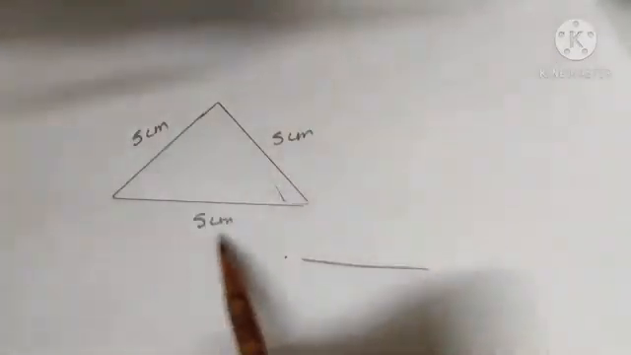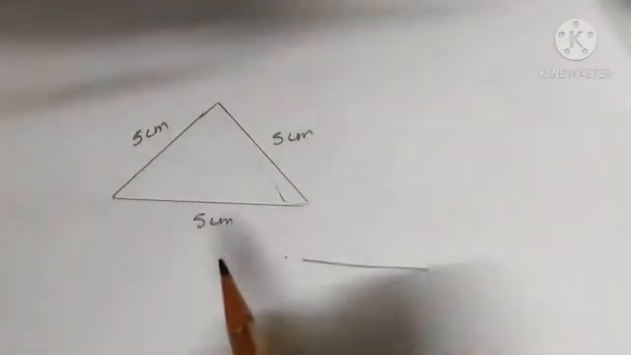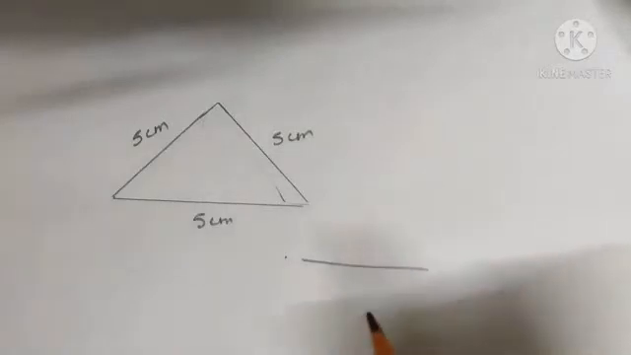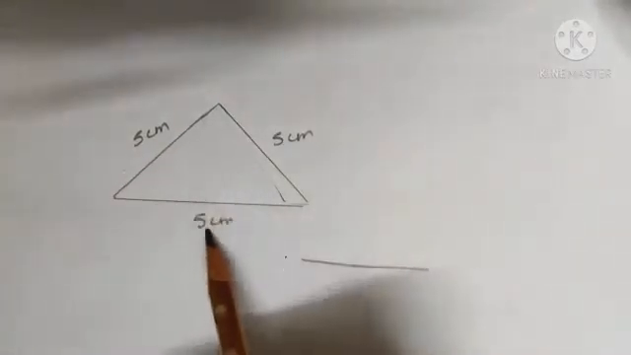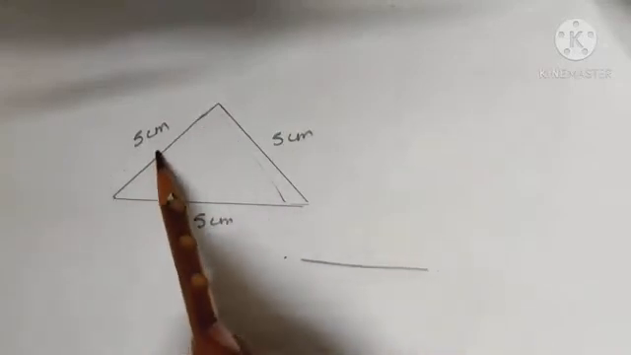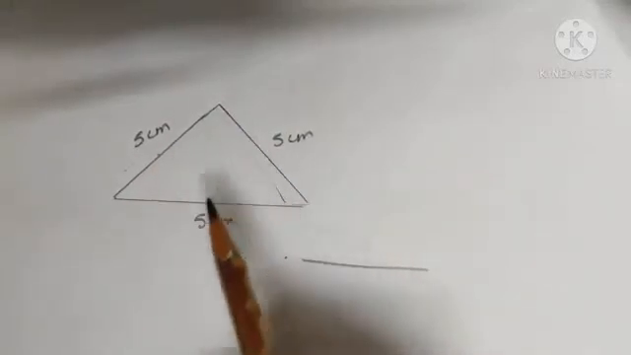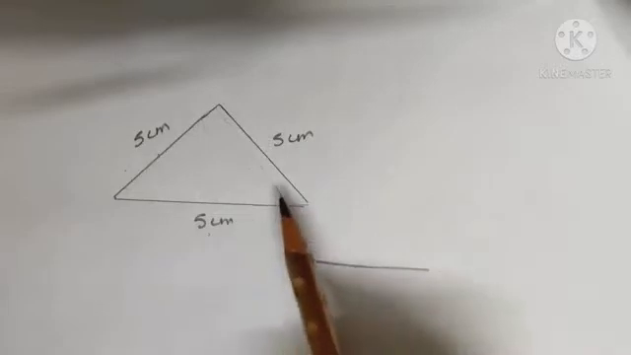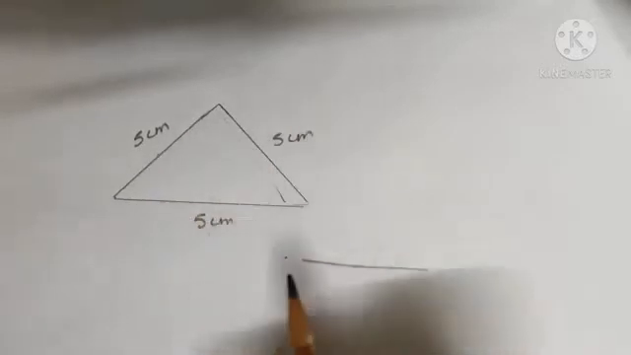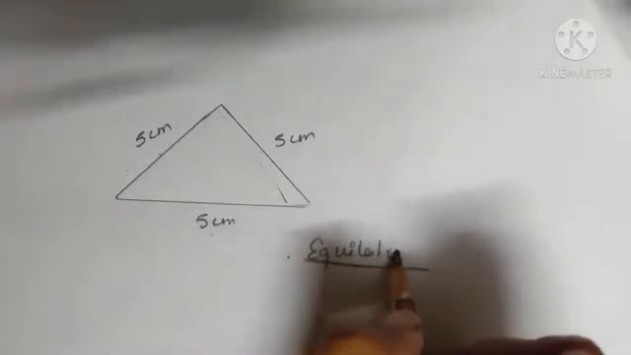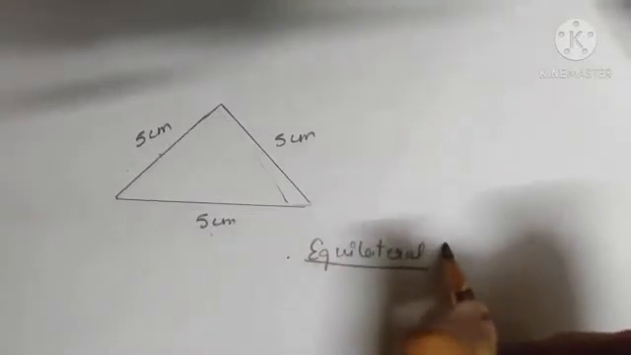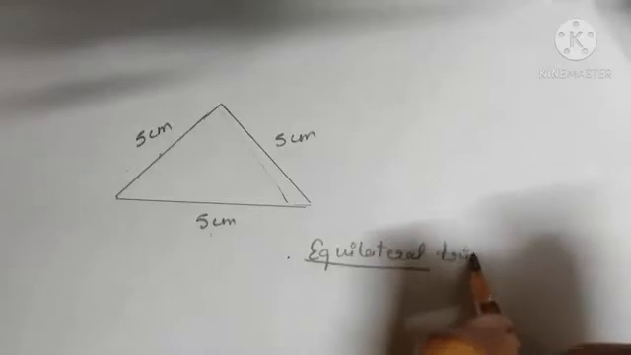A triangle having all its three sides equal is called an equilateral triangle. If all sides of the triangle are equal, like in this triangle, this side is 5 centimeter and 5 centimeter. All the sides are equal, so it is an equilateral triangle.